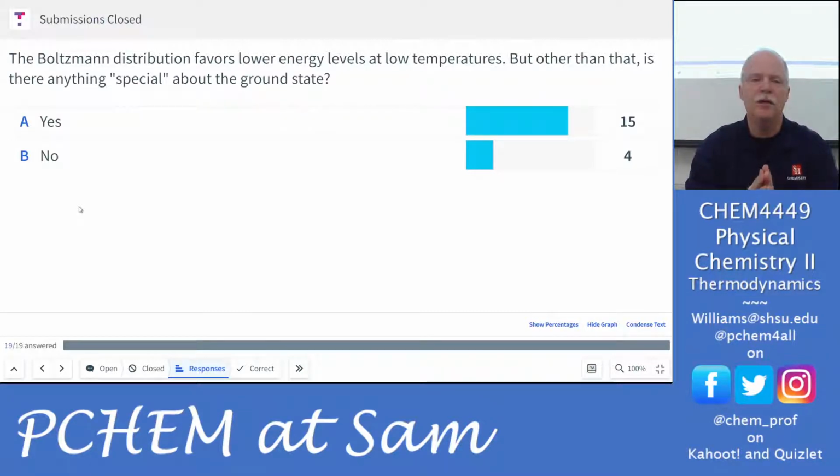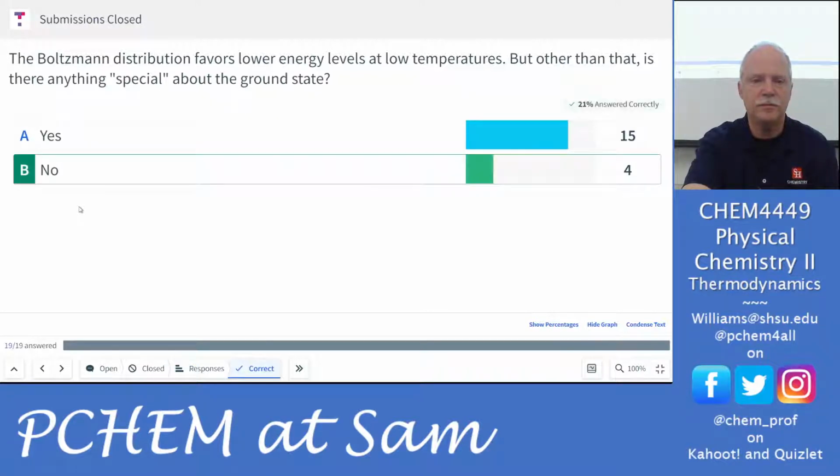Okay. So I just wanted to really emphasize with this question that there's nothing special about the ground state. You can list some unique characteristics, like it's the lowest energy level and so on, but that doesn't give it any statistical importance. From a statistical standpoint, there's nothing special about the ground state. So that's an important concept.